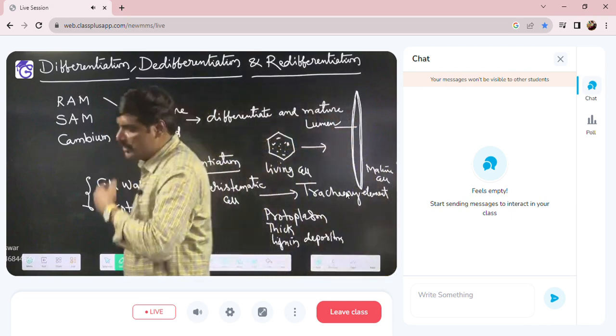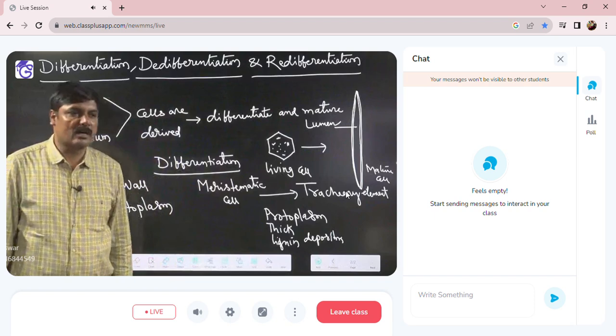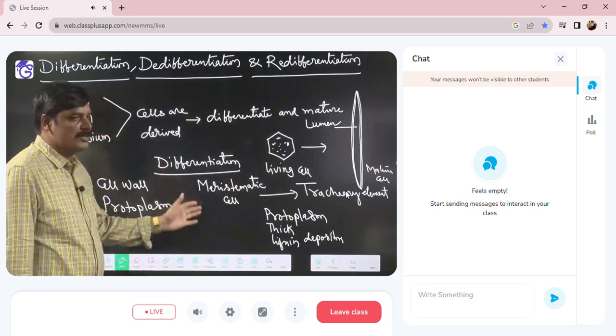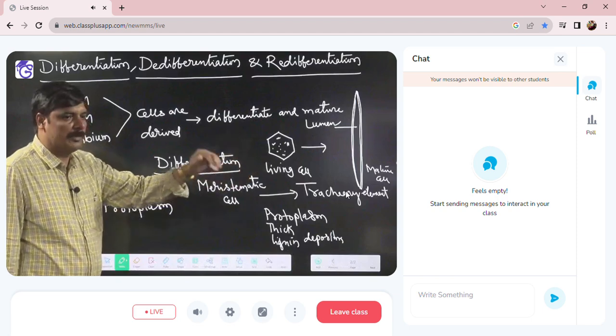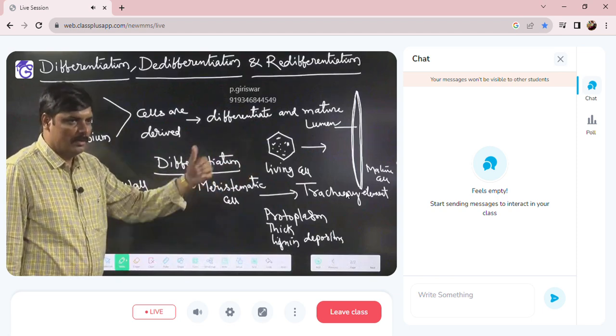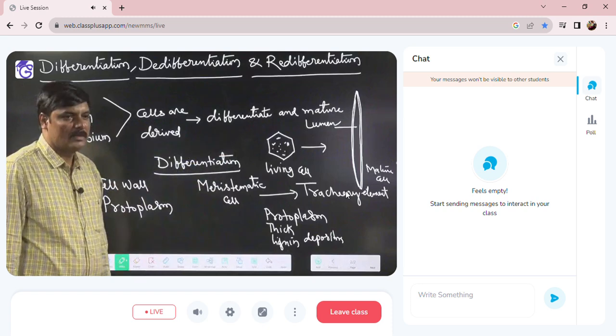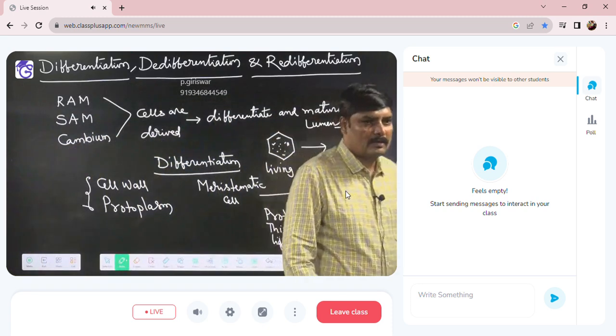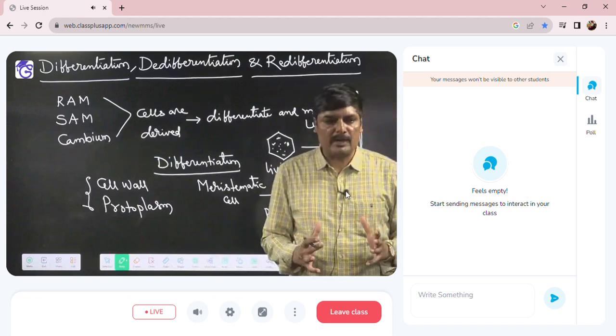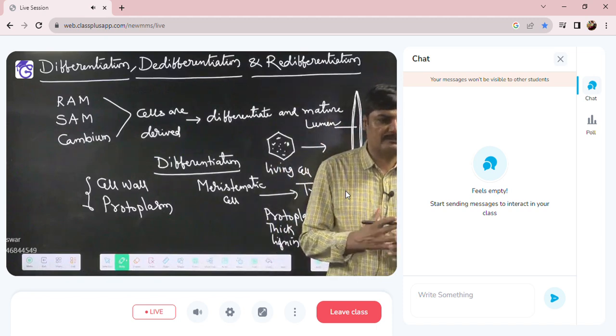During differentiation, several changes occur. Ultimately, that meristematic cell changed into some other cell, depending upon their position, their location. That cell is formed. Students, do you have any doubt regarding differentiation? Most of the cells in the plant are formed by differentiation.